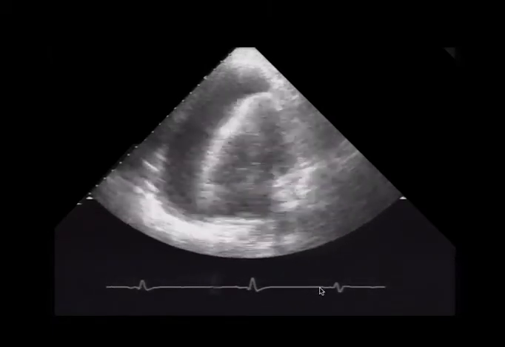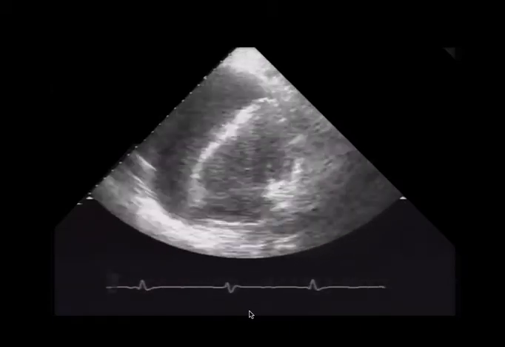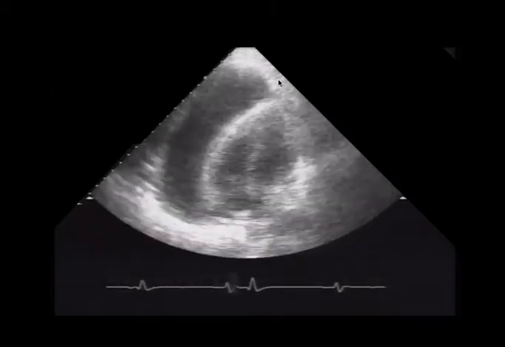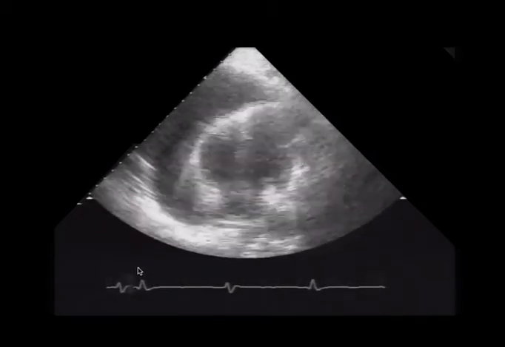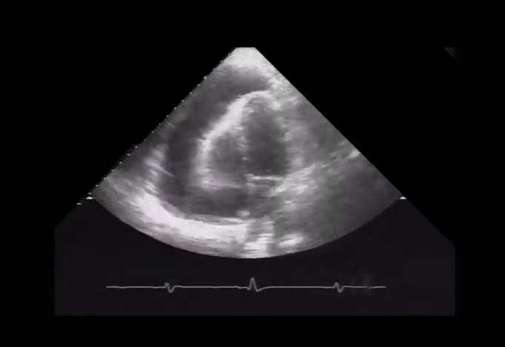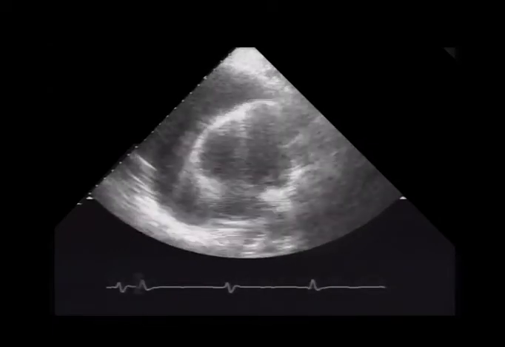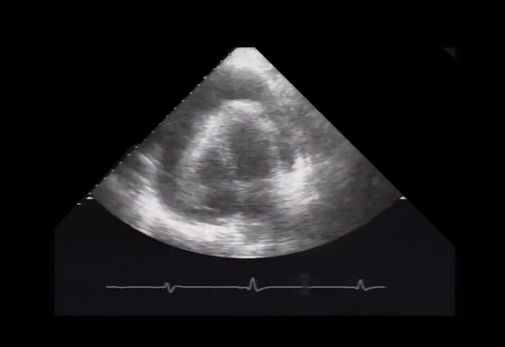But the most common finding on an electrocardiogram of pericardial tamponade is not electrical alternans. It's just simply low voltage ECG. But it is cool when you see electrical alternans. But again, echo is a much better test than electrocardiography is for this diagnosis.